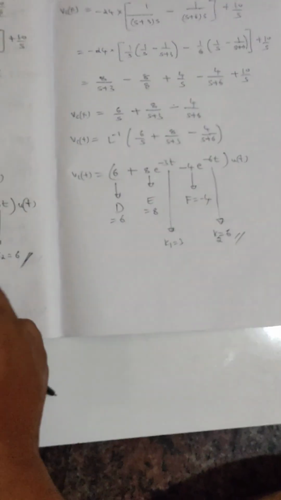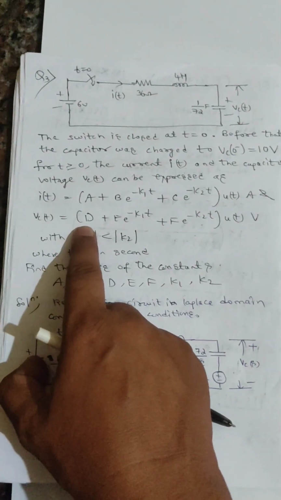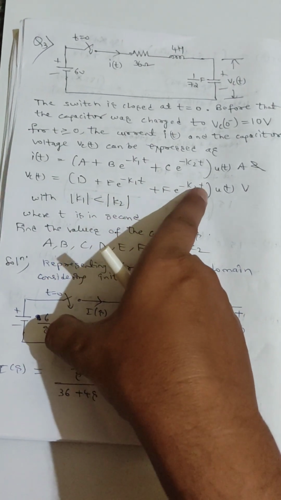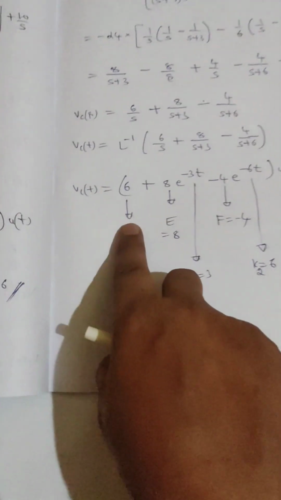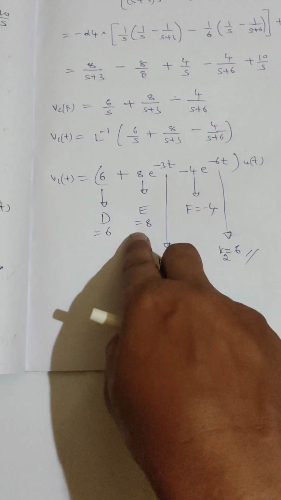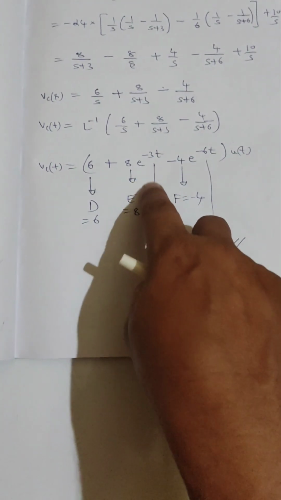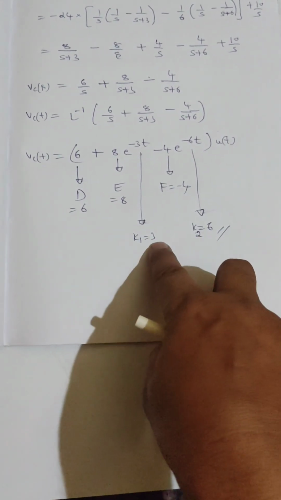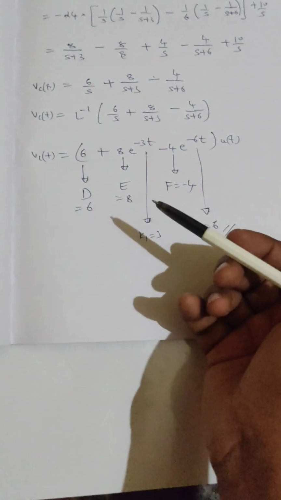Now you can refer to the standard expression given in the problem. See, what is Vc of t? d plus e power minus k1t plus f e power minus k2t, u of t. What is the value of d? Okay, d is 6, e is 8, f is minus 4, and k1 is 3 and k2 is 6. Don't write minus 3 and minus 6, because they asked for the magnitude of k.